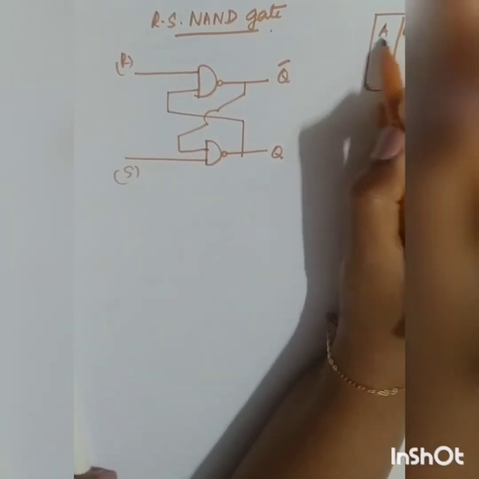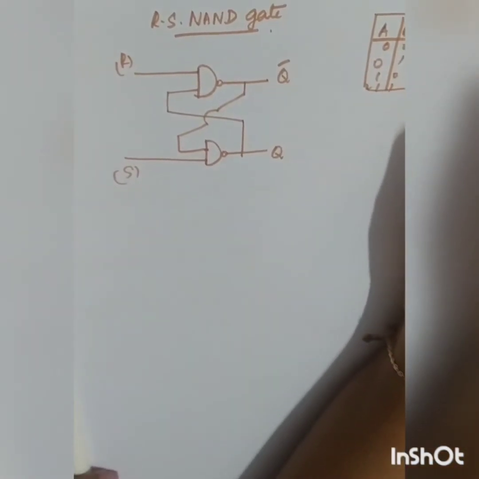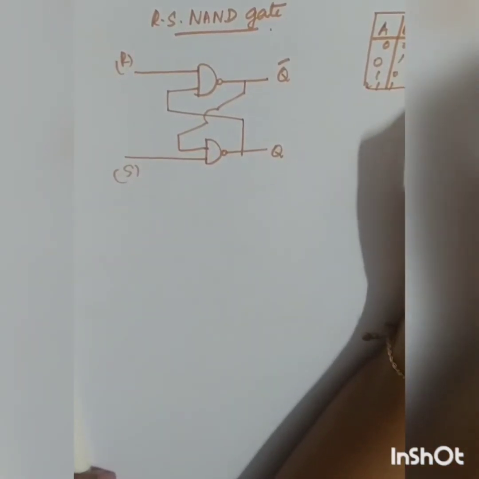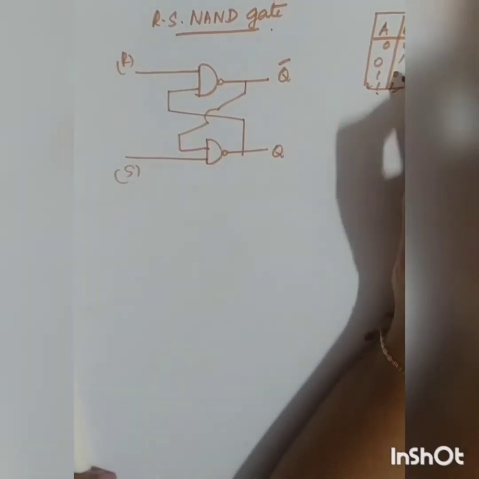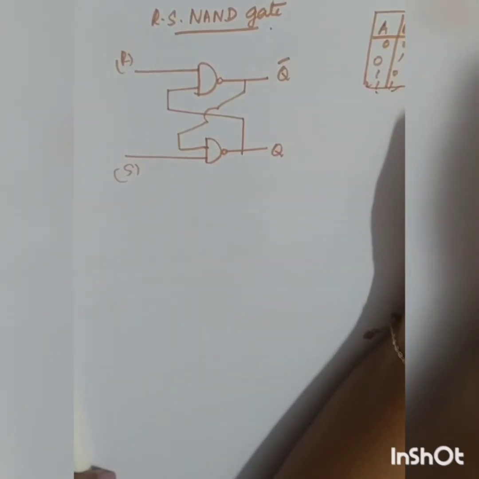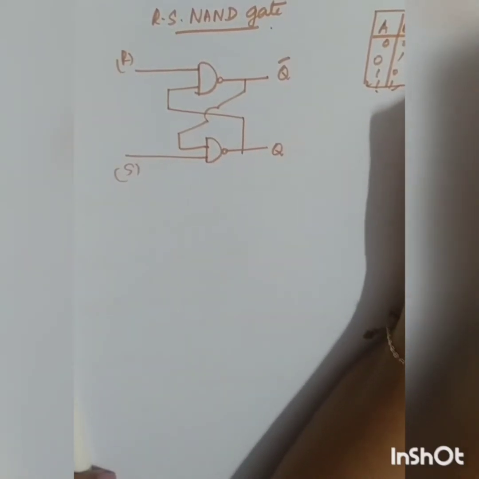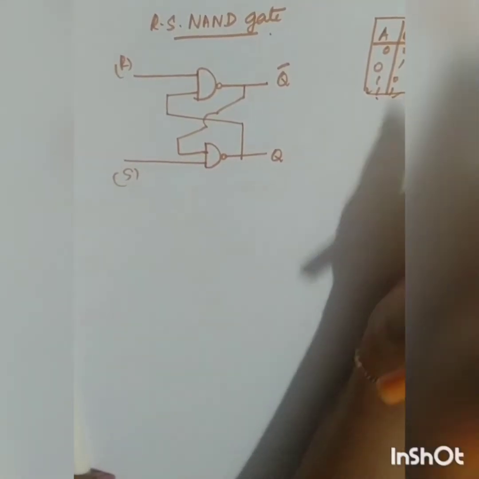A, B and Y. 0 0, 0 1, 1 0, 1 1. So what will be your output of your NAND gate? Whenever both the inputs are high, you will be getting the output to be 0. In all other cases, whenever any one input is 0, you will be getting the output to be high. That is the opposite of your AND gate.